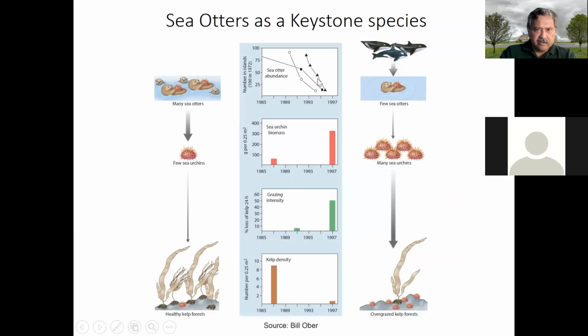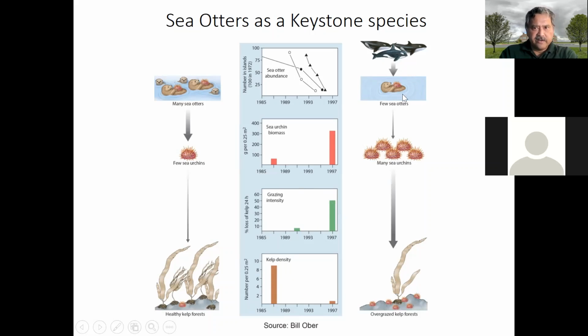If you take a look at this graph right here, it shows you that the number of sea otters for these 3 different areas is dropping. And so as the amount of sea otters dropped from 1985 to almost 2000, you can see the number of sea urchins went up. And the grazing intensity of the kelp went up because there are more sea urchins. And the kelp density went down because there are more sea urchins.